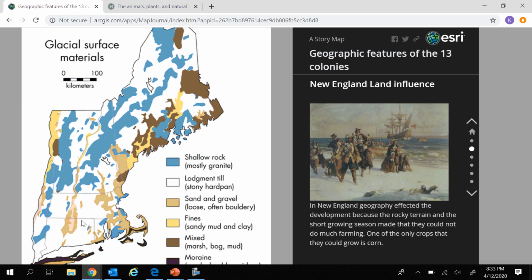And then you also have marshlands here. Now, none of these terrains are very good for farming. So really the only crop they could grow there was corn.